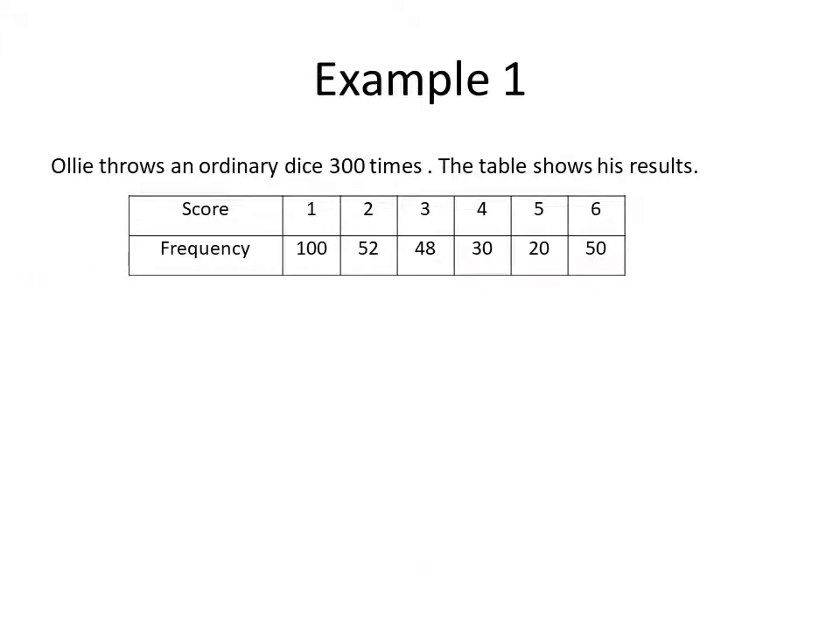Example 1. Ollie throws an ordinary dice 300 times. The table shows his results. We know that the ordinary dice has 6 sides numbered from 1 to 6, and the frequency means here the number of times Ollie got 1, 2, 3, 4, 5, or 6. Of course, we have a different frequency for each score.